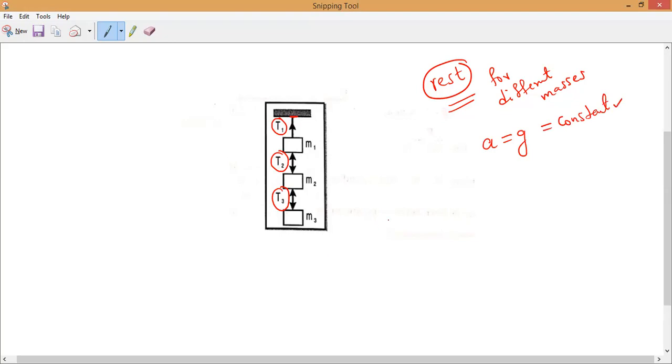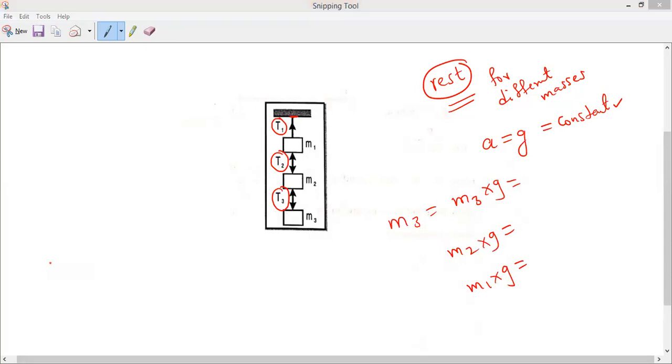Now, M3 is equal to what? Everyone, M3 into g. Next, M2 also, M2 into g. Next, M1 into g. Now we want to find these values. Let me see who will find it first. I want M3 first. Can anybody tell me what M3 is? M3 is equal to what?